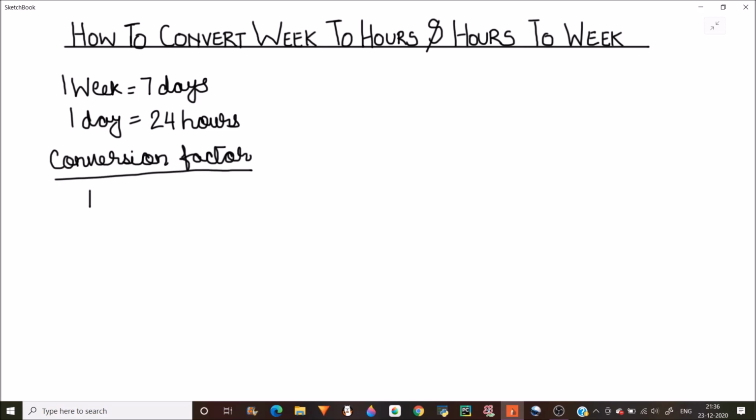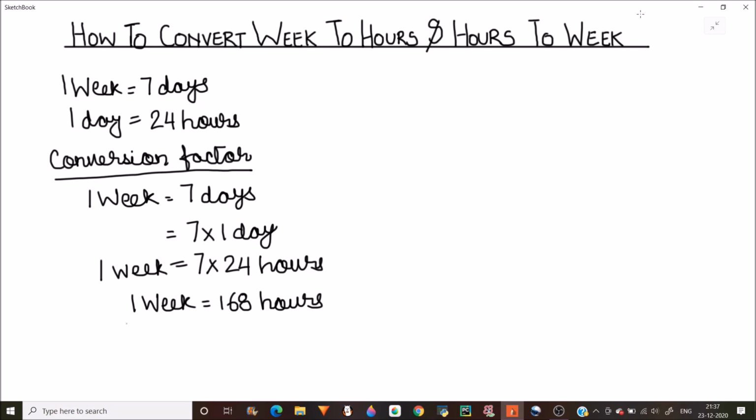So we know that 1 week is 7 days and 1 day is 24 hours. So we can write 1 week is equal to 7 times 1 day, and in place of 1 day we can write 24 hours as 1 day is 24 hours. So 7 times 24 makes it 168 hours. So this is the conversion factor we can use to convert from week to hours. So let us solve a few examples here.